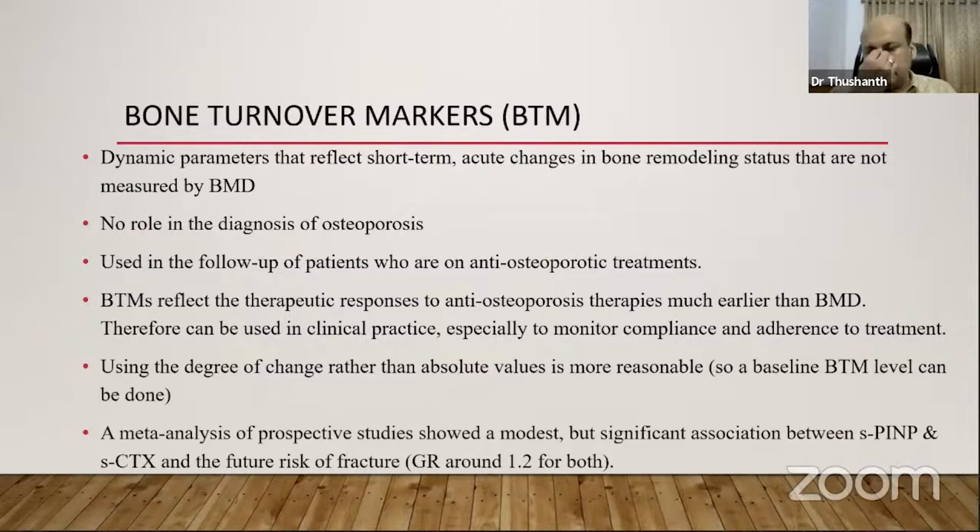BMD monitoring is usually recommended 1 to 2 years after initiating therapy, whereas bone turnover markers, we can do even prior to that, like within 3 months itself, to see the response. So using the degree of change rather than the absolute value is more reasonable. A baseline bone turnover marker should be done, and then we look at serial parameters.